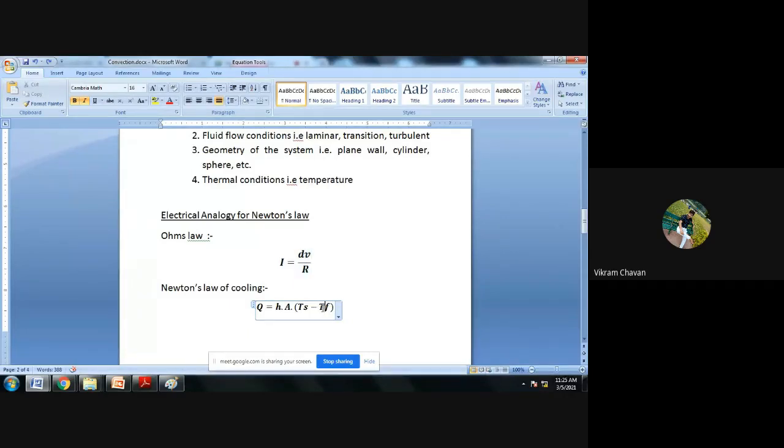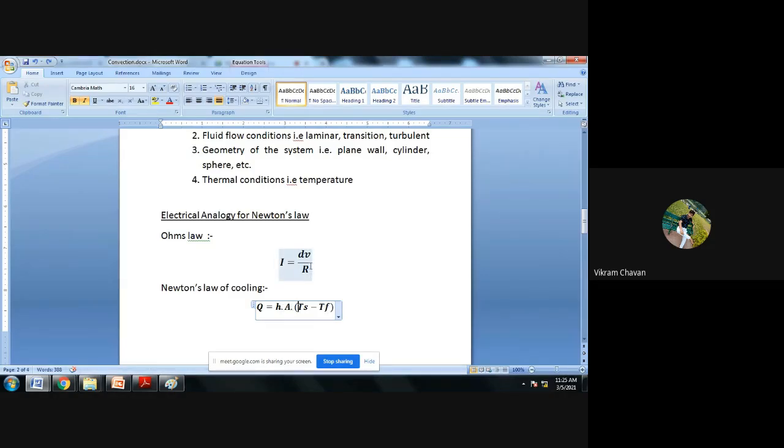In case of heat transfer, the heat is flowing due to the temperature difference. In this particular case, for Newton's law, the temperature difference is nothing but Ts minus Tf. So dV is analogous to Ts minus Tf. Now the remaining part is nothing but H multiplied by A.